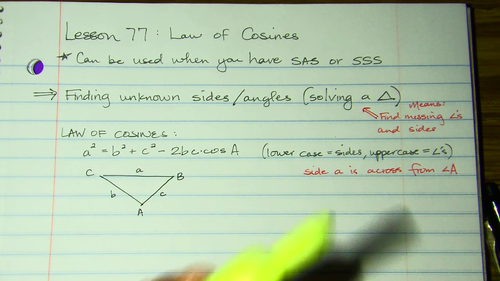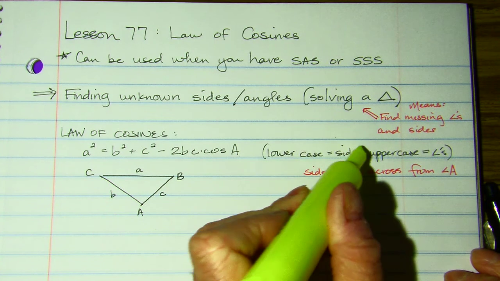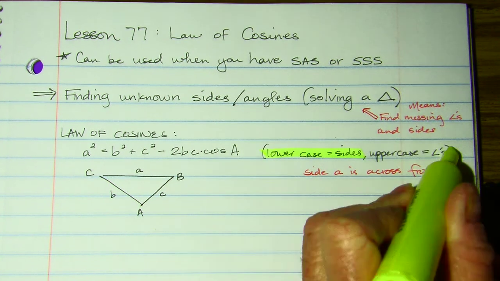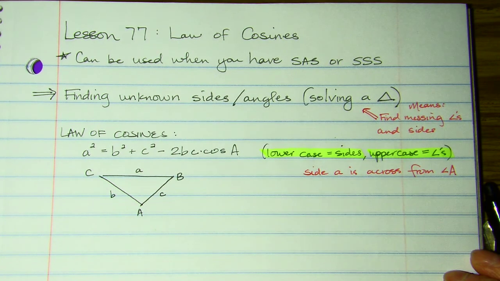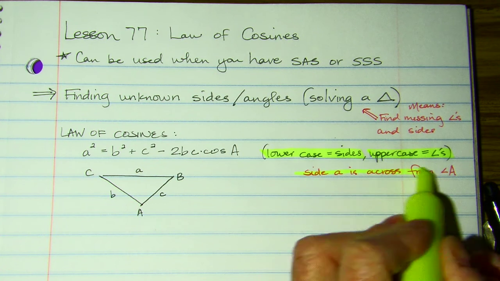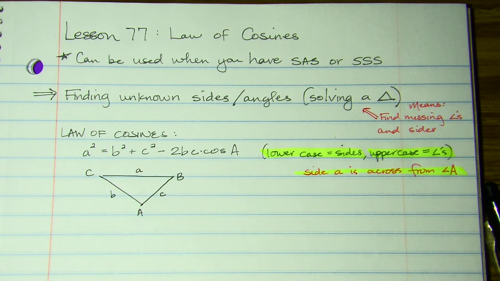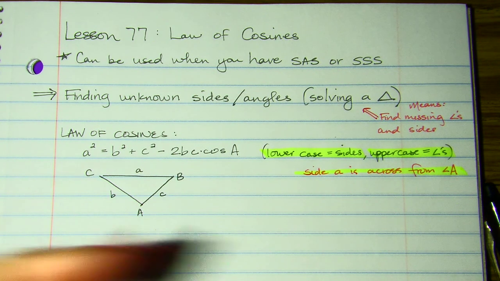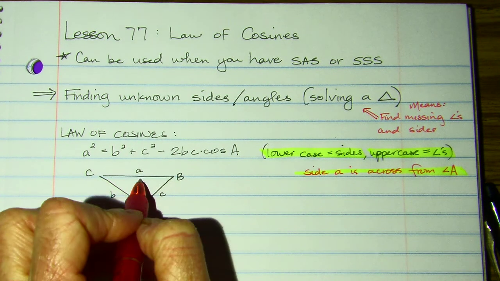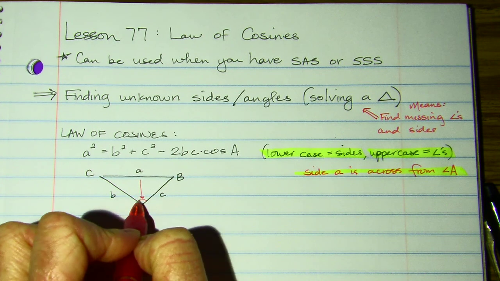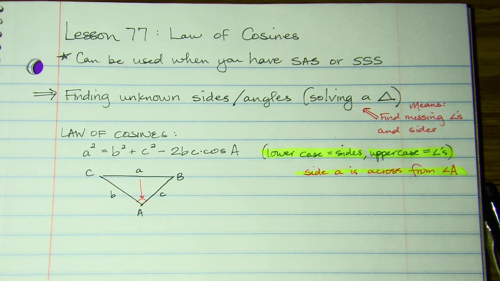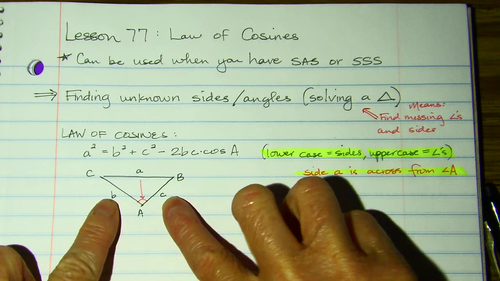So a little reminder. Lowercase letters represent your sides, uppercase represent your angles, and the sides and corresponding angles should be across from each other. So notice side a is across from angle A. So they should be across from each other, and then the other sides should be surrounding it.